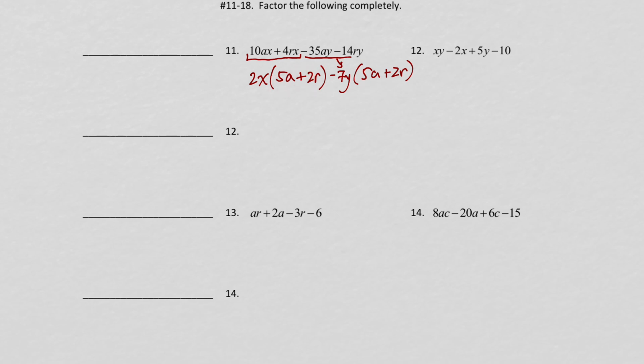The common factor is the 5a plus 2r. So that's going to come out. And I'm going to be left with this minus this. And that's it.